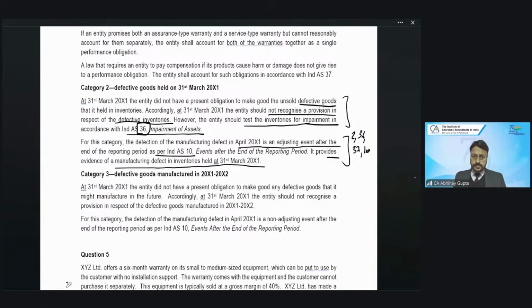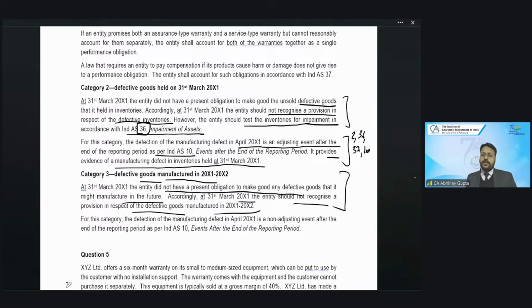Clear? Yes, sir. Now, what about the defective goods which I am planning to manufacture in the next year? So, as at 31st March, the entity did not have a present obligation to make good any defective goods that might be manufactured in the future. Accordingly, on 31st March, the entity should not recognize a provision in respect of the defective goods which will be manufactured in the next year. Right? Clear? So there is no provision required for this because they are manufactured in April only. So the provision will be recorded in April only.